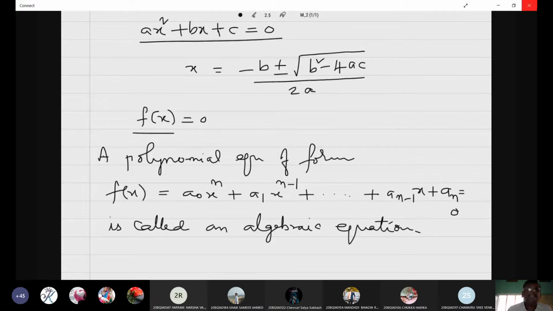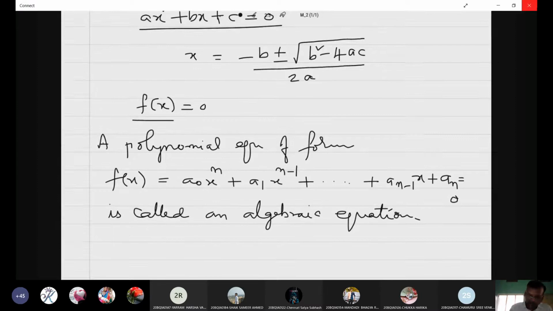Suppose the equation consists of some special functions, which contain polynomials of x and exponentials of x and logarithmic functions and trigonometric functions, etc. If the equation has such terms, it is known as a transcendental equation. That is very, very important.